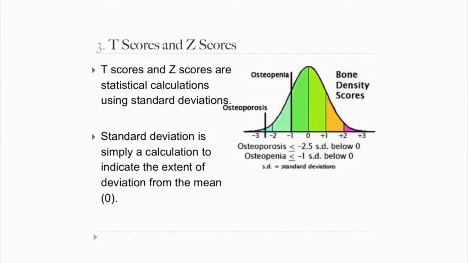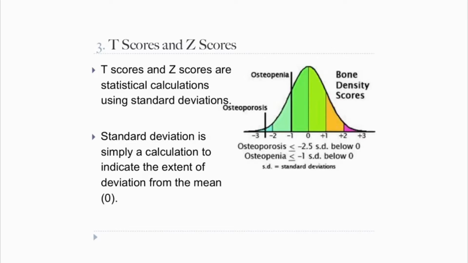Now let's take a minute to try to understand more about T-scores and Z-scores. T and Z-scores are statistical calculations using the concept of standard deviation. A standard deviation is simply a calculation to indicate the extent of deviation from the mean. For example, in this chart, what you see is 0 is the mean. The mean for the average population, say if you were taking people's age or people's bone density, this would be the average. Then you see you have one standard deviation higher, one standard lower, two standard deviations higher, two lower, and so on.